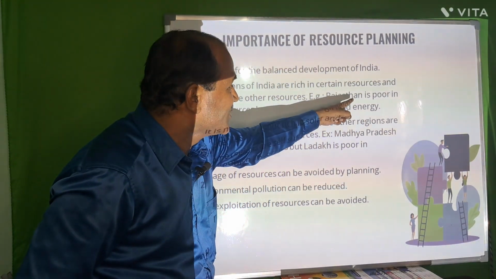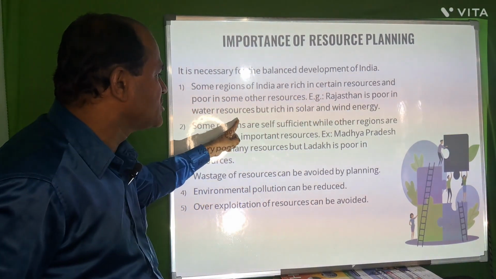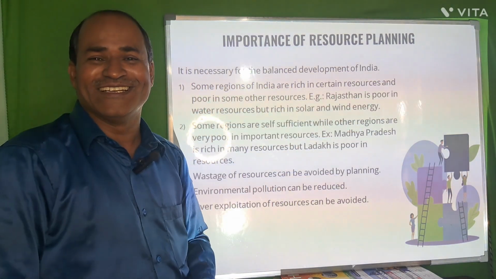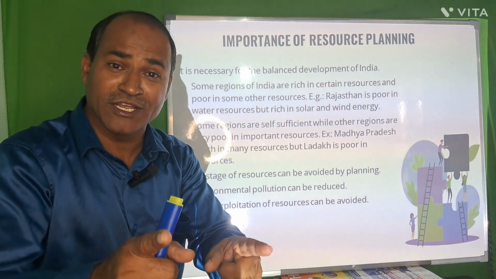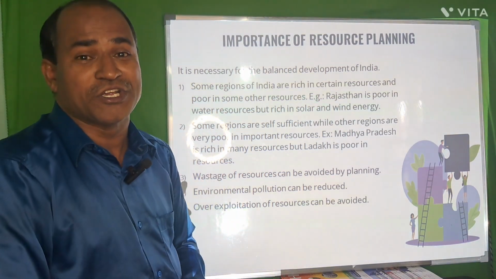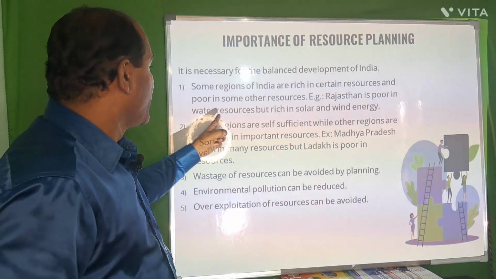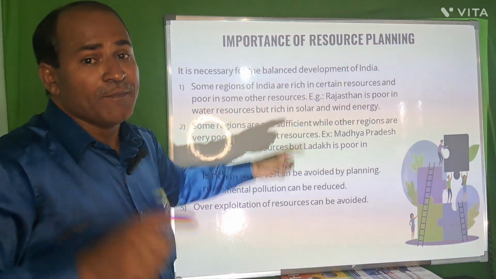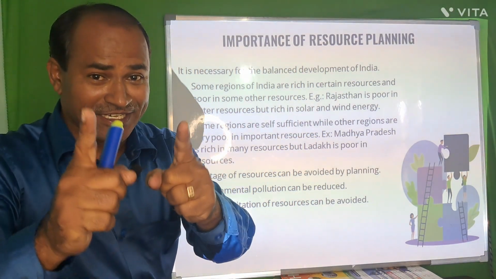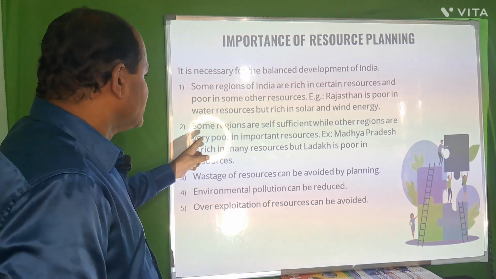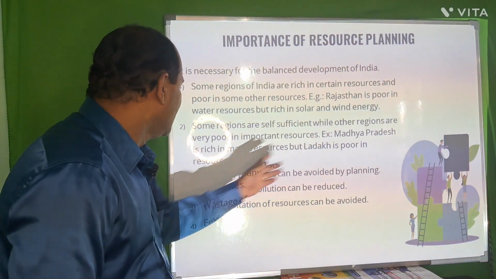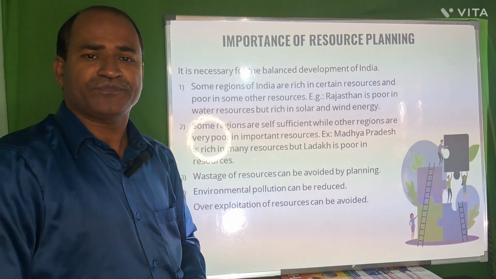Example, Rajasthan, it is very poor in water resources, but very rich in solar and wind energy. Students, it is a very interesting and very important question. Rajasthan is very poor in water resources, but rich in solar and wind energy. Keep remembering. Then some regions are self-sufficient while other regions are very poor.